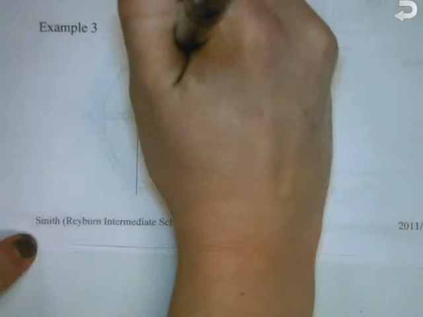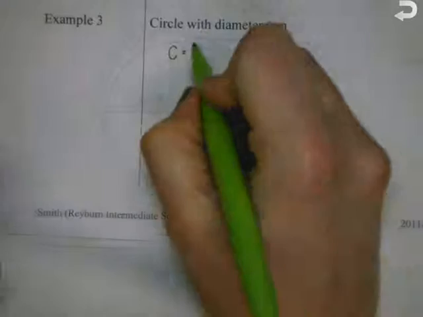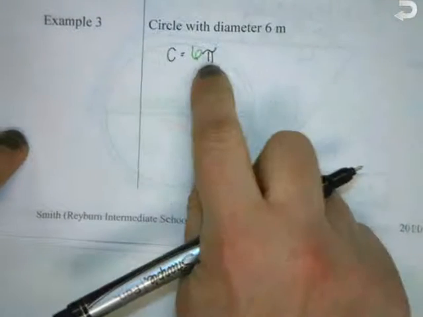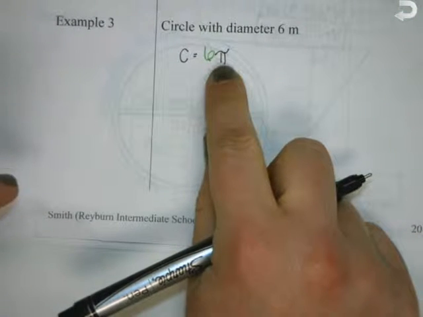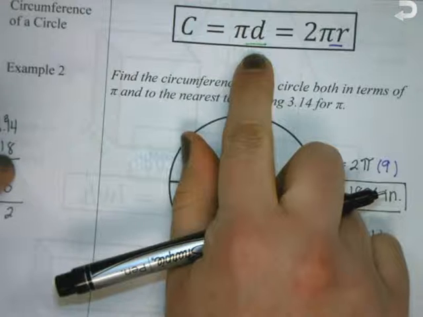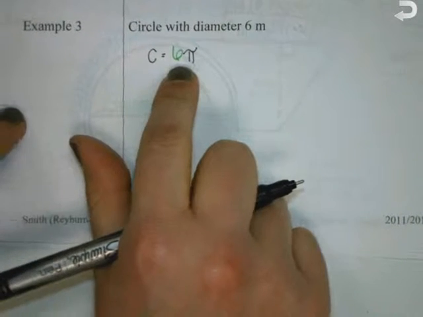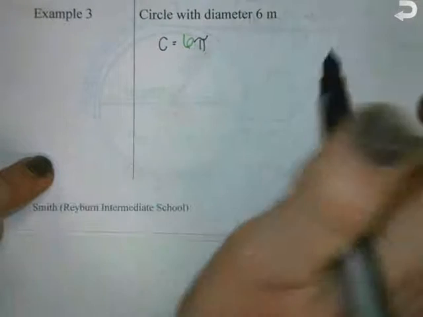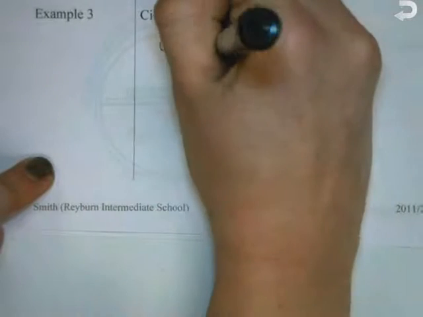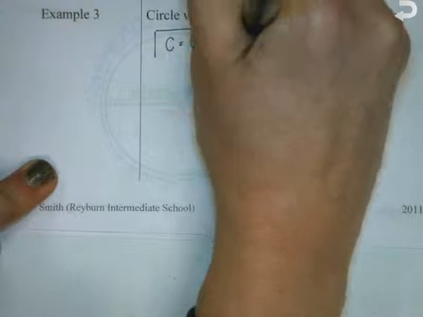We always put pi last whenever we're multiplying. So even though our formula has pi first, right here, pi times diameter, when we're writing it out, numbers always come first. Okay? So 6 pi and our units are meters. So 6 pi meters is our first answer. All we had to do was plug it in. Now the second answer, I have to plug in what for pi? 3.14. So 6 times 3.14.